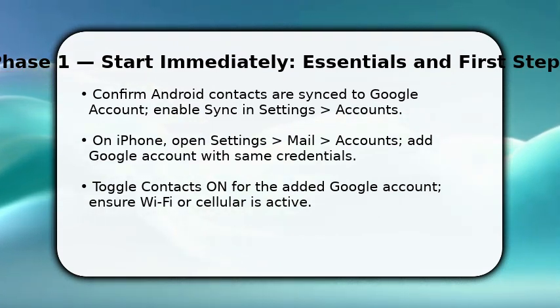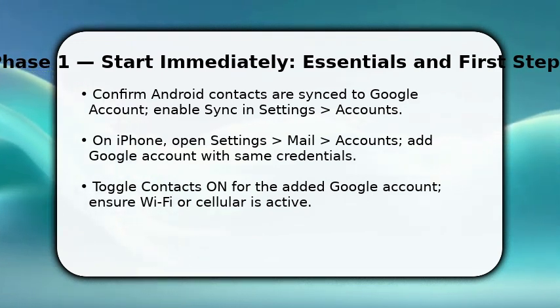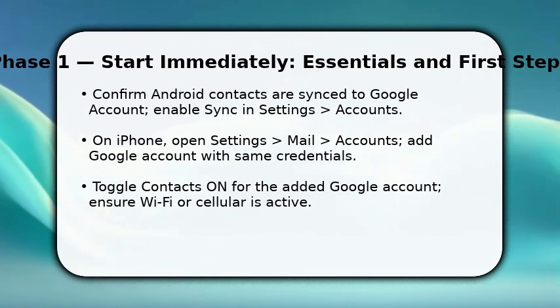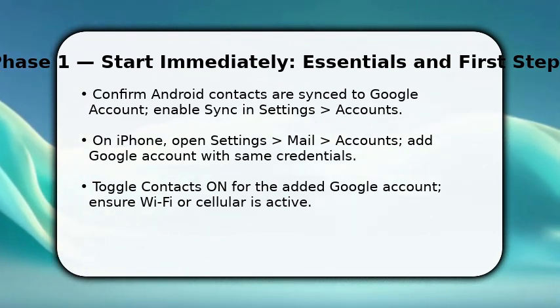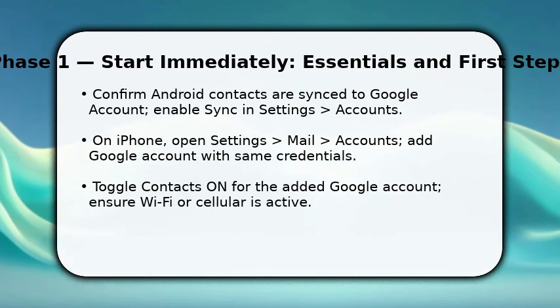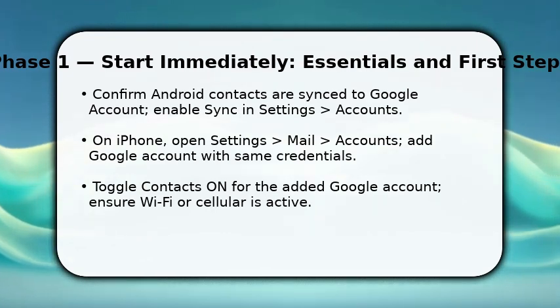Then pick up the iPhone, go to Settings, add the same Google account, and when prompted, enable Contacts. Once done, the iPhone will pull entries from Google. Give it a minute while it downloads names, numbers, and groups so everything appears in the native Contacts app.